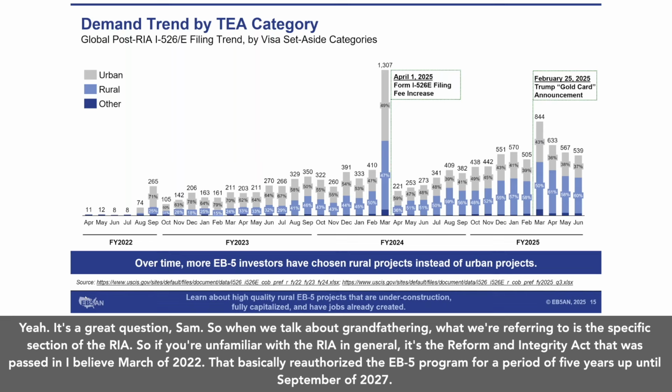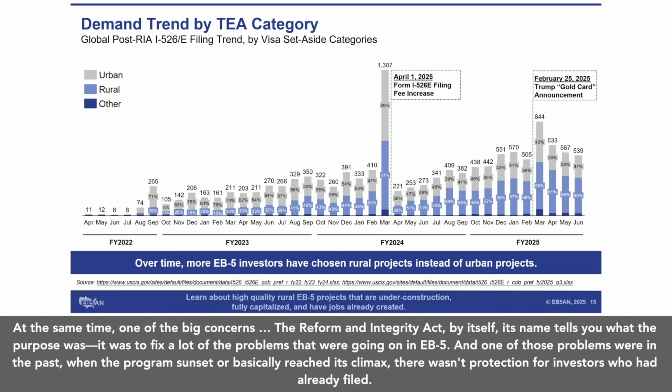So when we talk about grandfathering, what we're referring to is a specific section of the RIA. If you're unfamiliar with the RIA in general, it's the Reform and Integrity Act that was passed in, I believe, March of 2022. That basically reauthorized the EB-5 program for a period of 5 years, up until September of 2027. The name tells you what the purpose was. It was to fix a lot of the problems that were going on in EB-5.